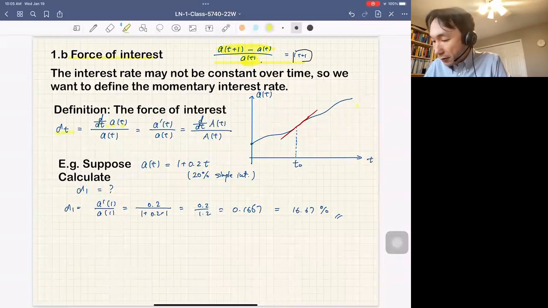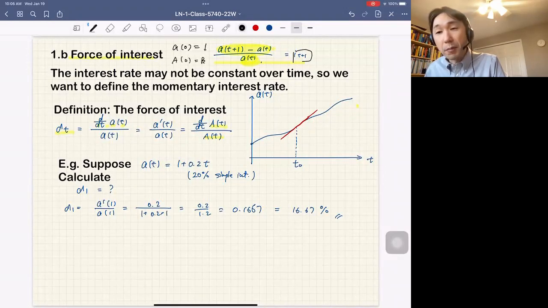We also have the amount function, capital A of t. This is the same as lowercase a of t, but for lowercase a, we have a rule that a of 0 is equal to 1, while for capital A, it can be any number.